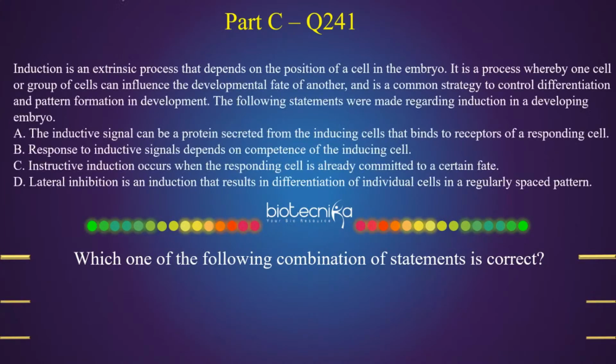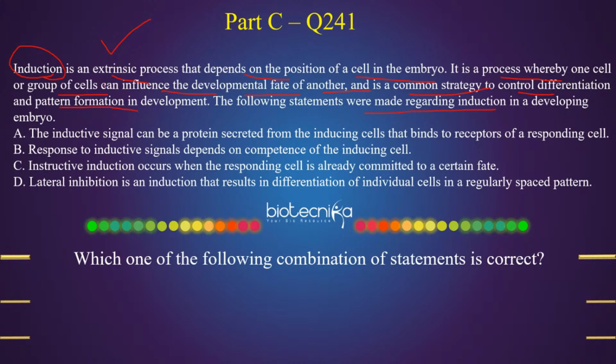Okay. Another question from part C regarding induction. Shift 2. It is an extrinsic process that depends on the position of a cell in the embryo. It is a process whereby one group of cells can influence the developmental fate of another, and it's a common strategy to control differentiation and pattern formation. One cell giving signal to another, that's how the cell's induction will be formed.